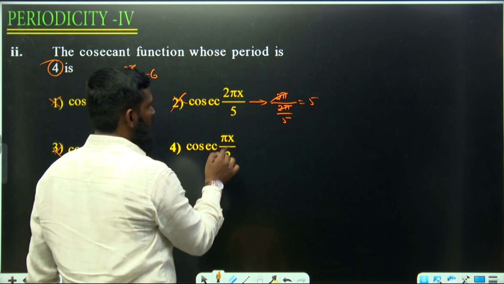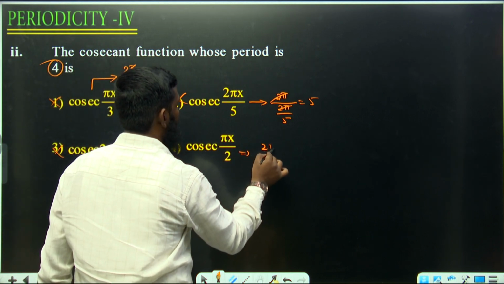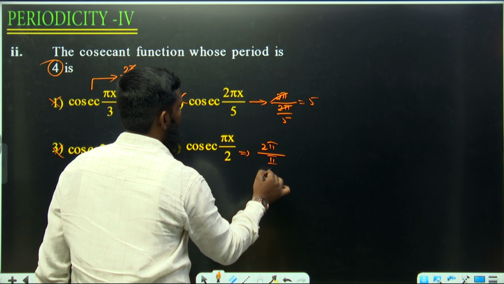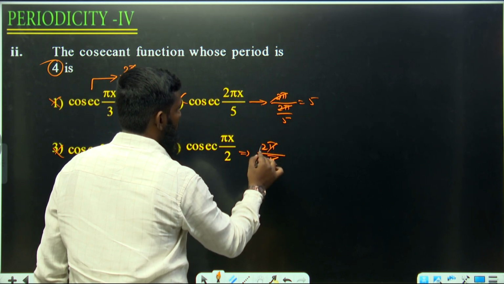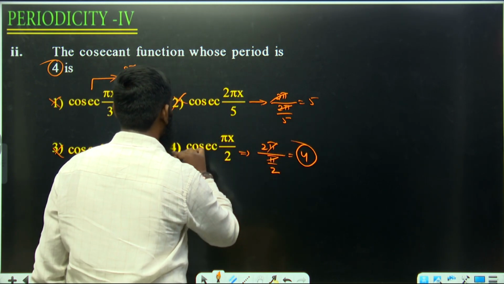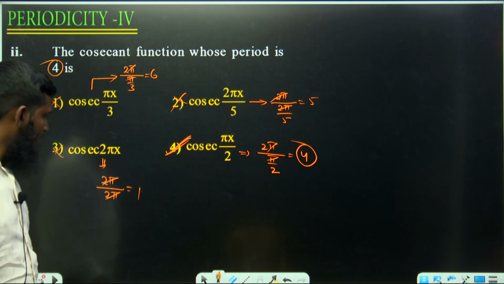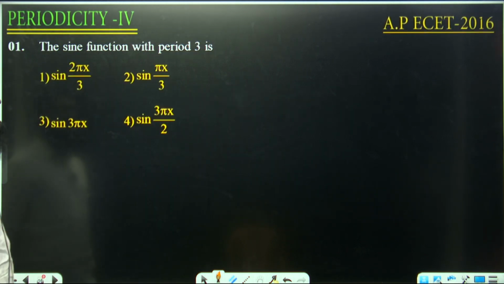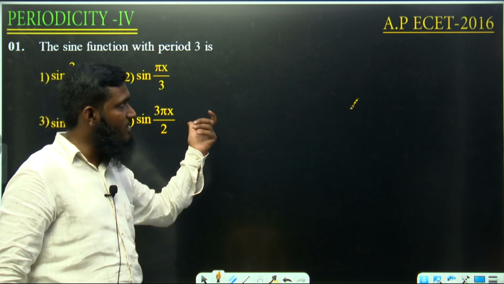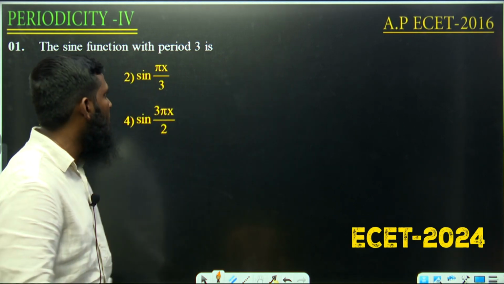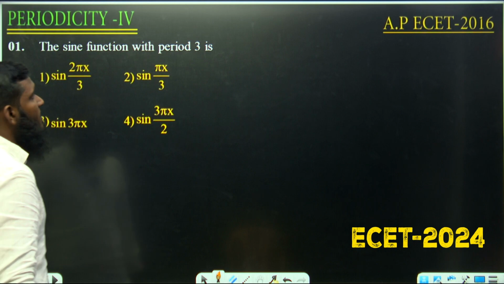Okay, now cosecant of pi x by 2. For this part, what are we getting? 2 pi divided by pi by 2. Pi gets cancelled, 2 will go to the numerator, 2 2s are 4. Option 4 is correct. Okay, now the next one: the sine function whose period is 3. Questions of this type have also been asked already. Let us see this part. The sine function whose period is equal to 3.